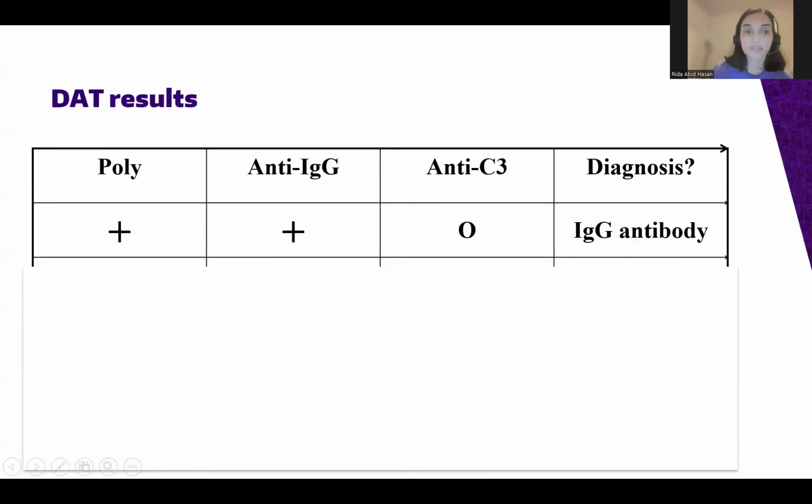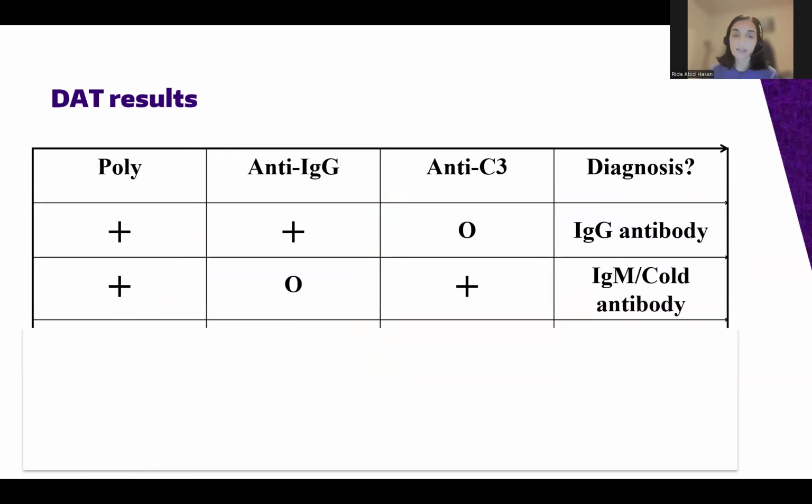So how do you interpret the results? So if my polyspecific is positive and my IgG is positive and complement is negative, I'm going to think, okay, this is an IgG antibody, probably like autoimmune hemolytic anemia, warm autoimmune hemolytic anemia specifically. If my poly is positive, my IgG is negative, and my complement is positive, then I'm thinking, oh, this is cold, like cold agglutinin disease.